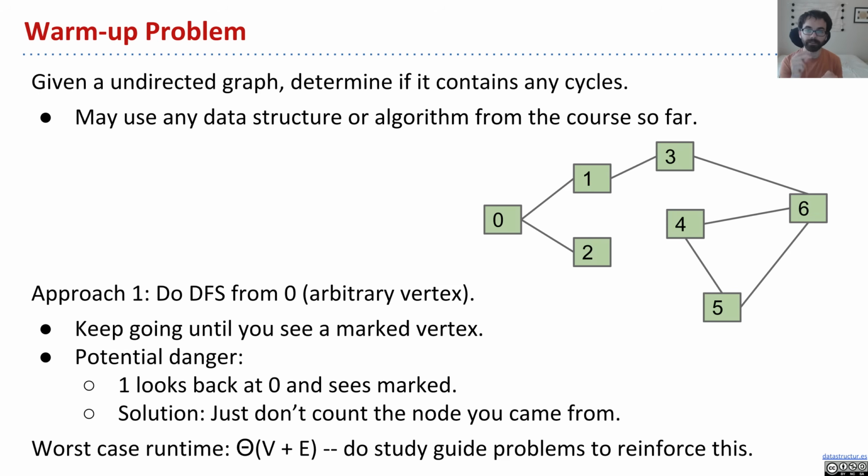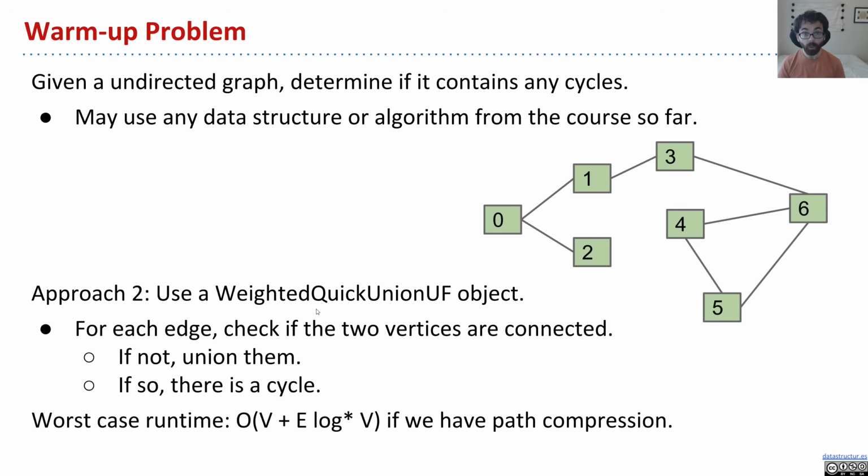And if that's not something that's immediately obvious to you, make sure you're going through and doing the B-level study guide problems for graphs. Now, an alternate approach, which is arguably a little more intuitive, is using a weighted quick union object, or just any kind of disjoint sets tracking object.